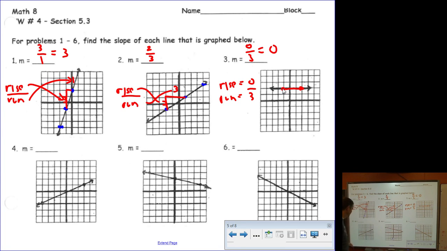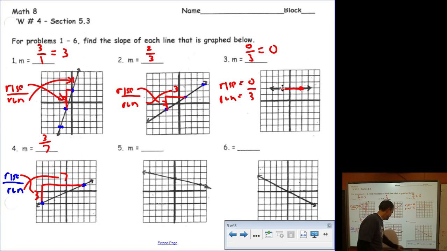Number 4. Again, I'm going to use rise over run. Looks like my 2 good points are here and here. So my rise would be up to there. My run would be across. Looks like my rise is 3. The run is 1, 2, 3, 4, 5, 6, 7. So the rise is this number. The run is how much I went across. Looks like 3 over 7 is the slope, up 3 over 7.